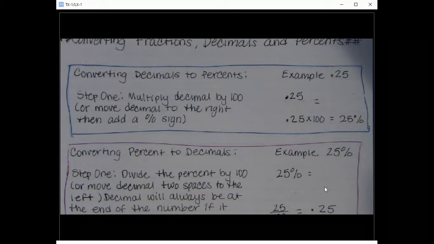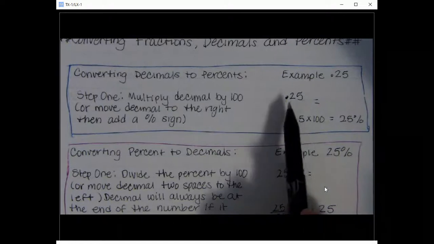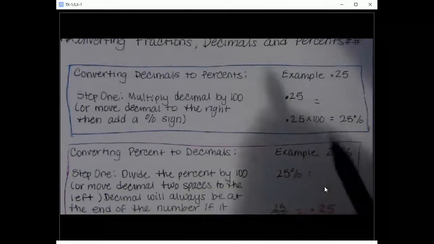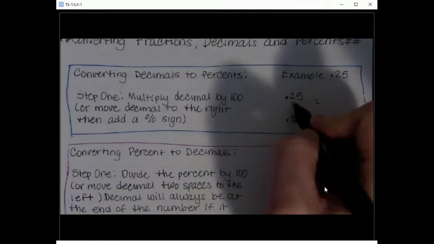There's really one step to this. So what we have to do is multiply the decimal by 100. Now, you can do that and get the correct answer, or there's actually a cool little trick to that, and that is to move the decimal place to the right and add a percent sign at the end. So the decimal in my example is clearly right before the 2. I'm going to take my decimal and move it 1, 2 places to the right.